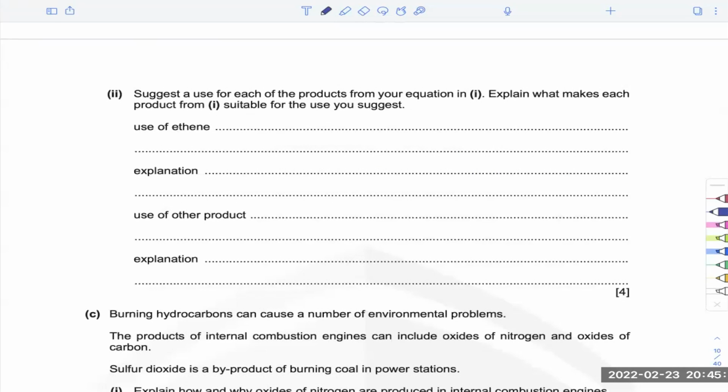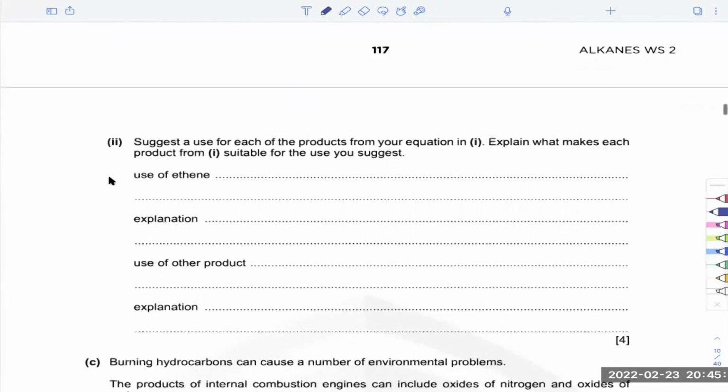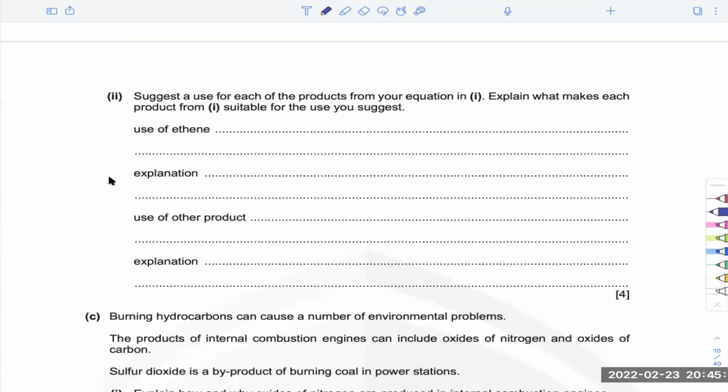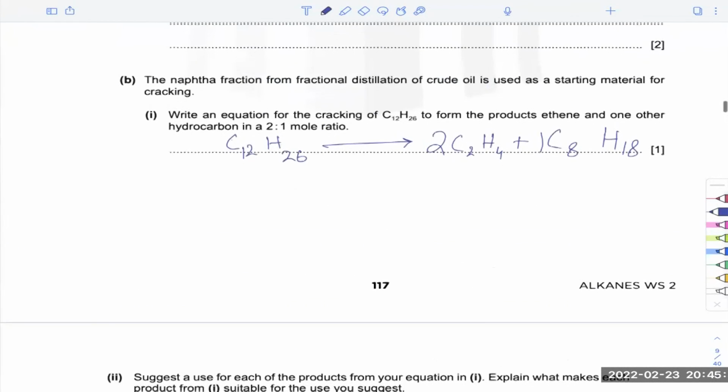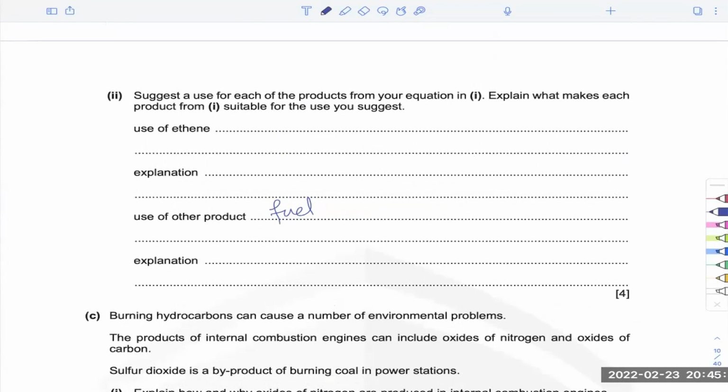Give a use for each of the products from your equation. So we had ethene and C8H18. उसको तो fuel बना लेते हैं ना. The other use is fuel because it is an alkane. Alkane releases a lot of energy when you burn it, so it releases energy when combusted.